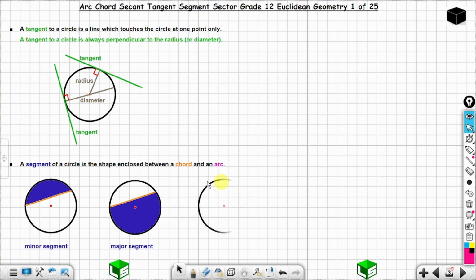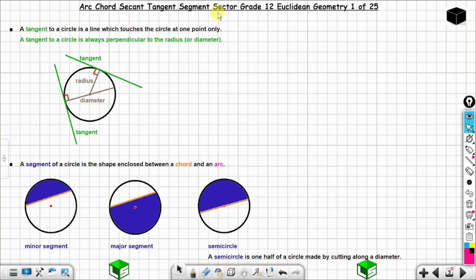You can also have this with a chord passing through the center, a diameter. Now, this is a semicircle, and this is also a semicircle. We can choose this part or this part. So a semicircle is one half of a circle made by cutting along a diameter.